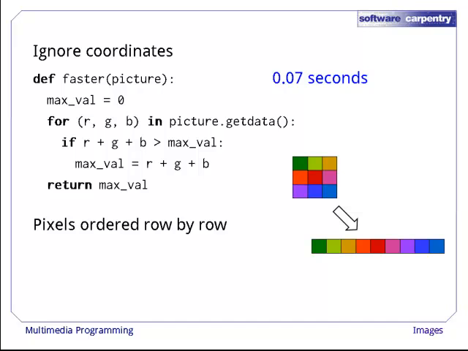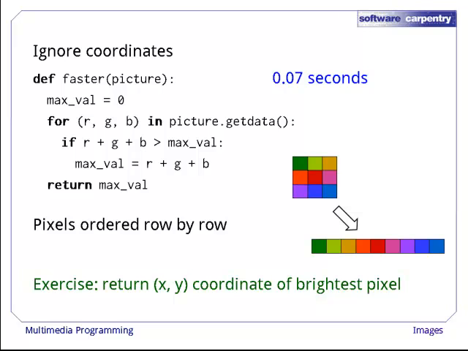And this function is more than 9 times faster than its predecessor, partly because we are not translating between XY coordinates and pixel locations in memory over and over again, and partly because the getData method unpacks the pixels to make them more accessible. As an exercise, try modifying this function so that it returns the XY coordinates of the brightest pixel by counting pixels inside the loop and converting that count back to X and Y values after the loop is over.